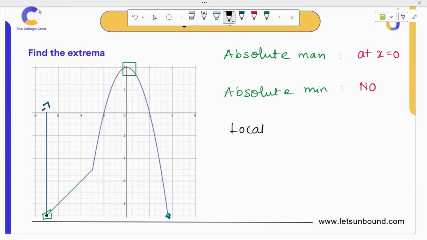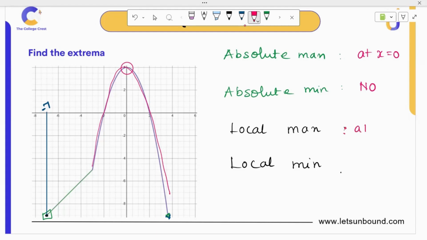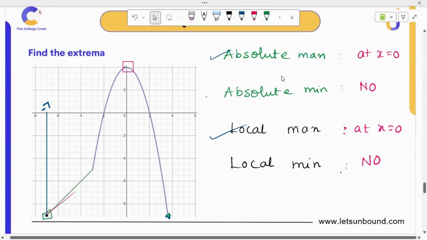Then local maximum or relative maximum, you can see, and local minimum. Right? Local maximum is where you see increasing to decreasing behavior. Okay, so I can see it here. That is your local maximum. So yeah, this is at x is equal to 0. Now local minimum is where you find decreasing to increasing behavior in the graph. Increasing, increasing, decreasing. So only that. So local minimum is not here. So no. And you see one thing, absolute max and local max are the same. And no absolute minimum, no local minimum. Okay. And that's it.